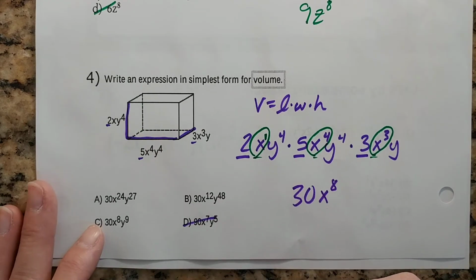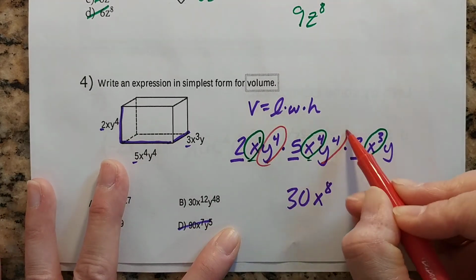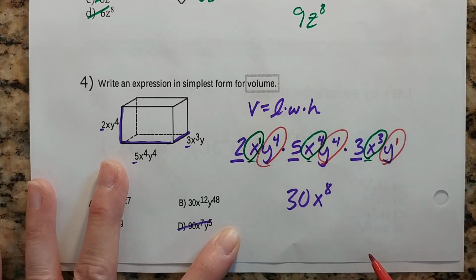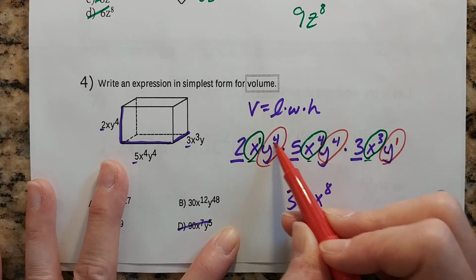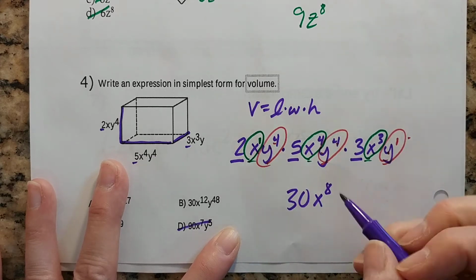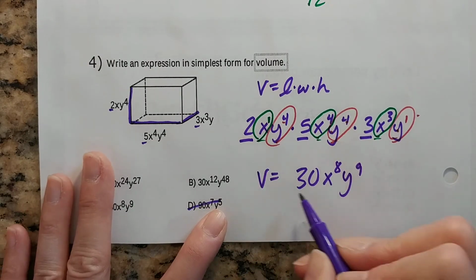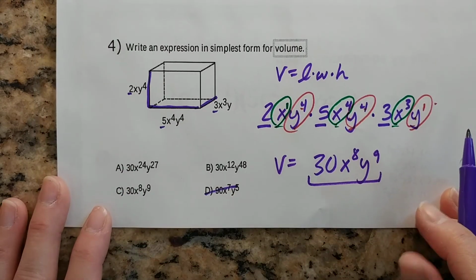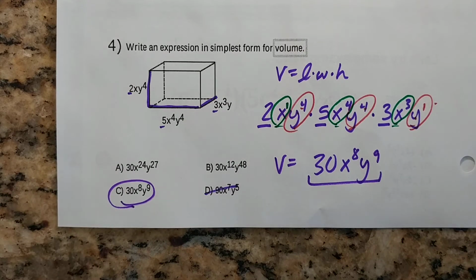I think I know what the answer choice is at this point, but I'll just go a little bit further here. Let's do the y's. Remember, this is y to the first. So again, multiplying powers with the same base, I want to add the exponents. 4 plus 4 plus 1. Well, that's 9. And I can see here that the volume is going to be this expression. And that matches up with C. Well, the answer would be C.